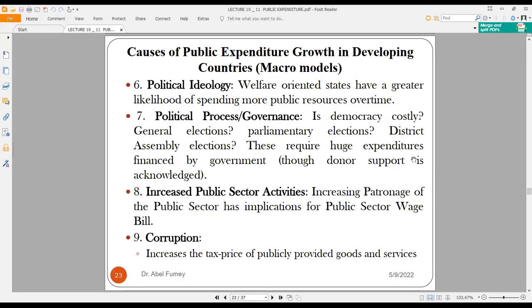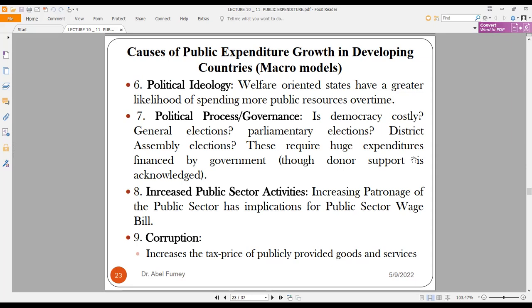And then the growth in public expenditure can also be attributed to the political ideology of the country. If the country is interested in increasing societal welfare, then they will have to be spending more on the provision of goods that will increase welfare. But if the country is not interested in that, then welfare expenditure is going to be lower. Okay, and then the political process or governance.